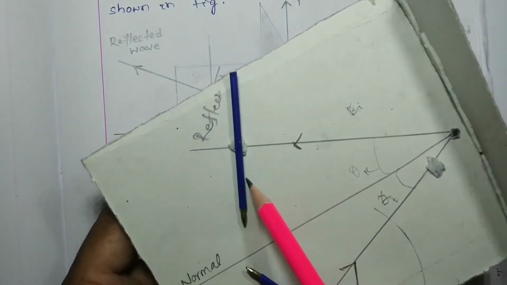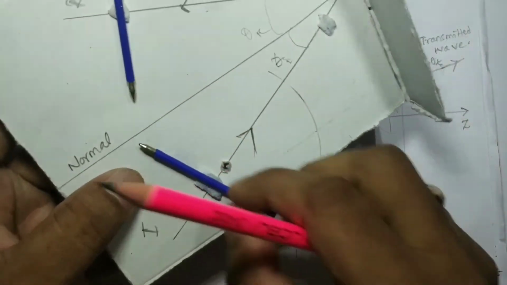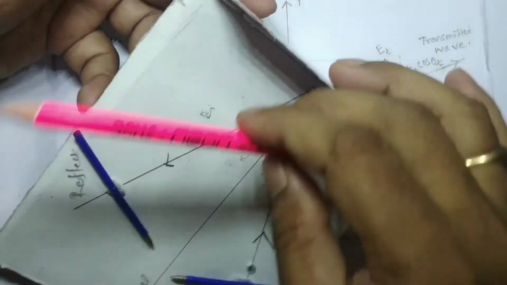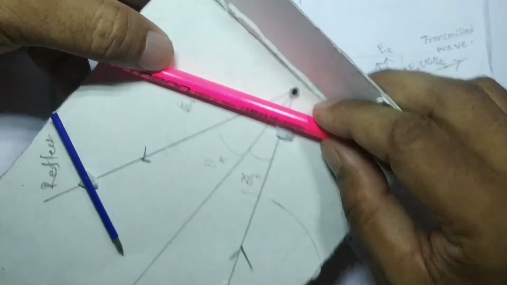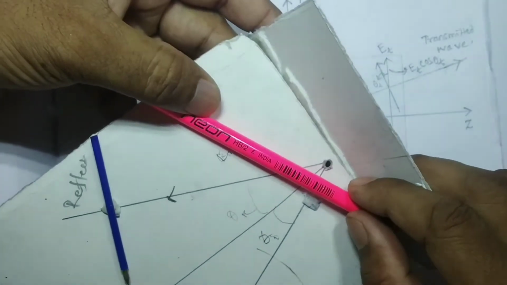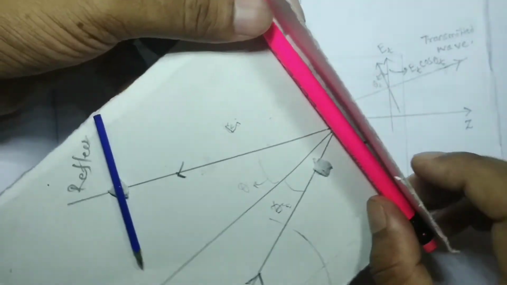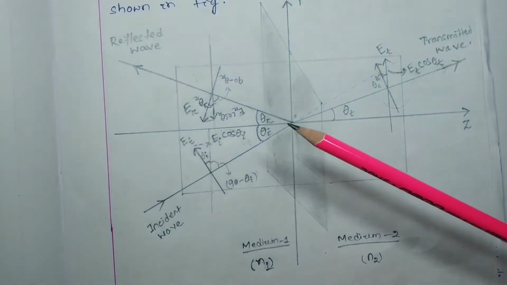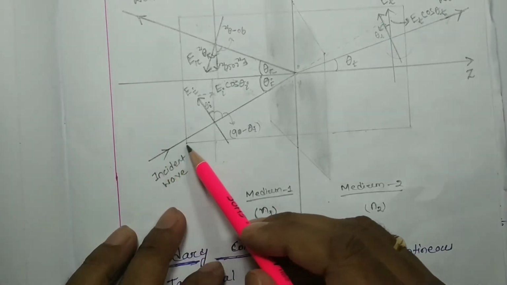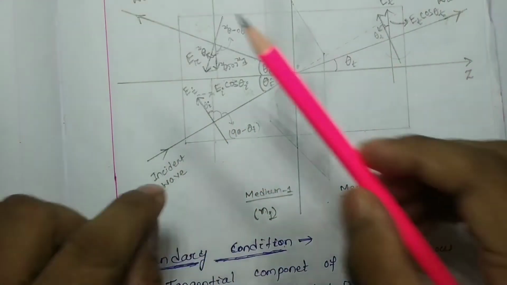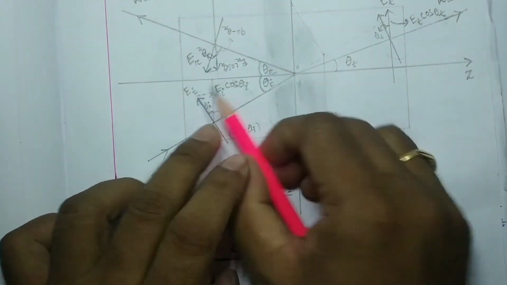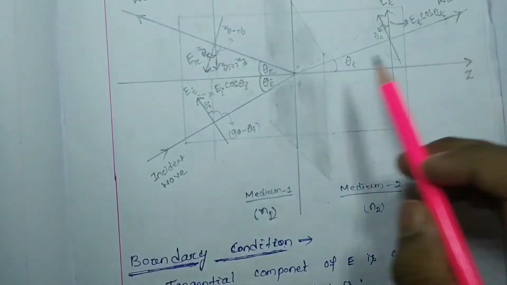But when it touches the interface, it will be at an angle. However, the cos theta component will be tangential to this interface. That I am going to explain with the help of this figure. Carefully you have to watch. See, this is your incident electromagnetic wave, and this is your component of electric field. This is the reflected one, and this is your transmitted wave.